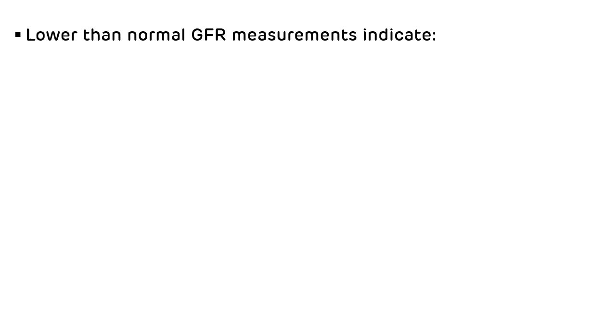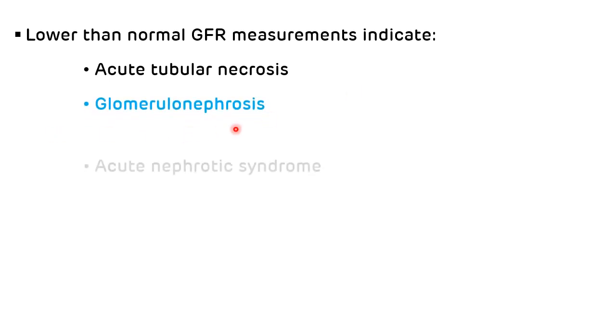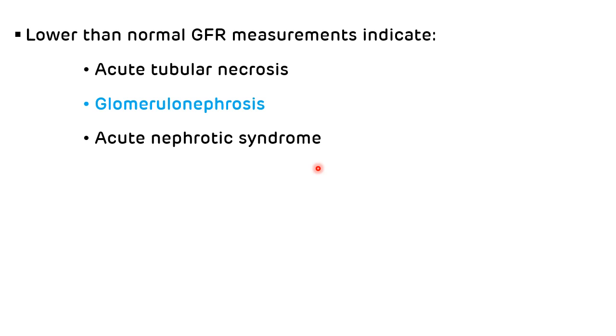Lower than normal GFR measurements indicate acute tubular necrosis, that is ATN, glomerulonephrosis, acute nephrotic syndrome, acute and chronic renal failure, that is ARF and CRF.